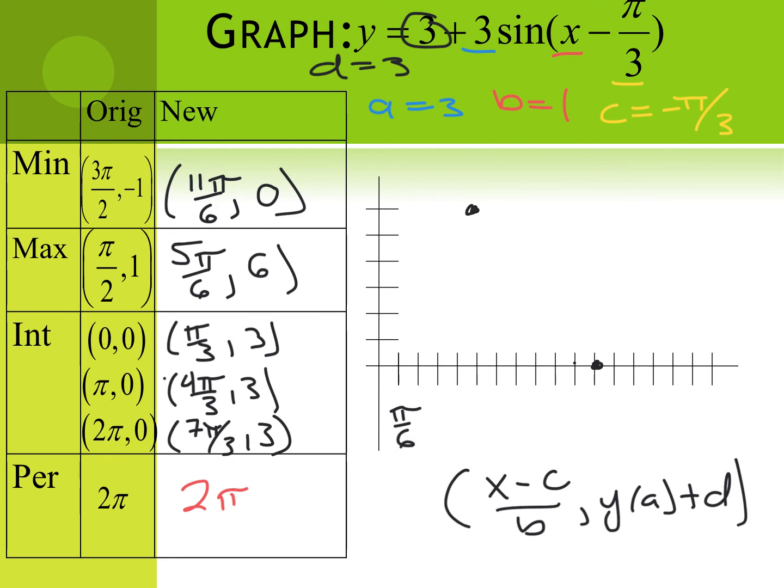For my x-intercepts, they are pi over 3, so I can quickly convert them to be over 6. Pi over 3 is the same as 2 pi over 6, so I'm going to count over 2 and then go up 3. 4 pi over 3 is the same as 8 pi over 6, so I'll count over 8 and go up 3. And then for my last one, 7 pi over 3 is the same as 14 pi over 6, so I'll count over 14 and go up 3. And now I have my function, and that is going to show us our shifts.